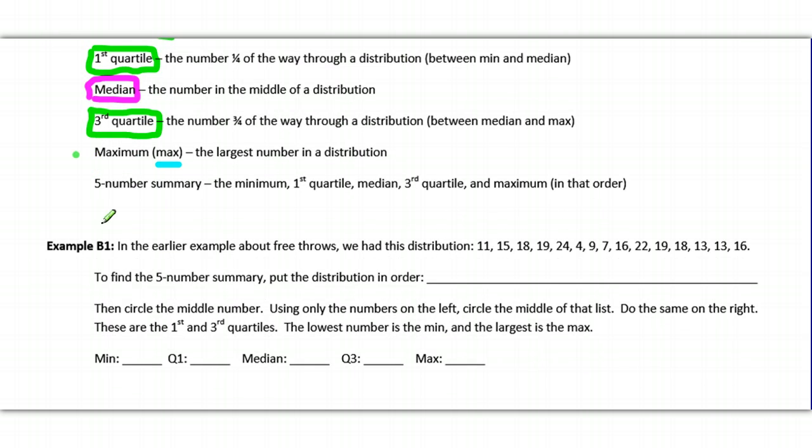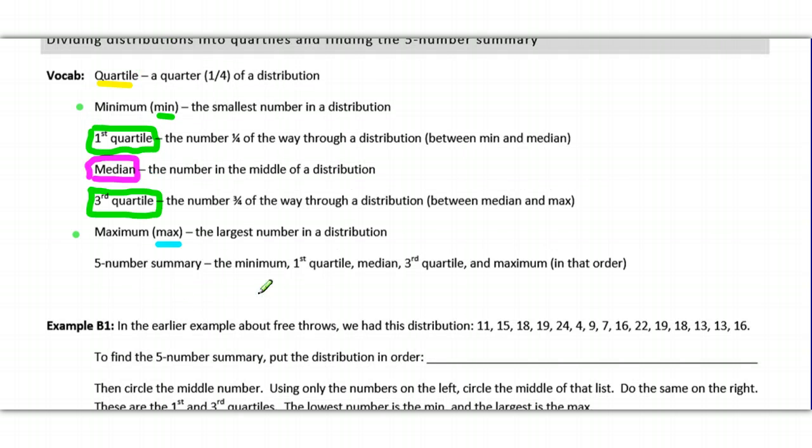The 5-number summary is the list of the minimum, the first quartile, the median, the third quartile, and the maximum. So it's just listing out all 5 of those numbers. And the reason that it even has its own name is that those 5 numbers give you a pretty good sense of what kind of data you're going to be dealing with.